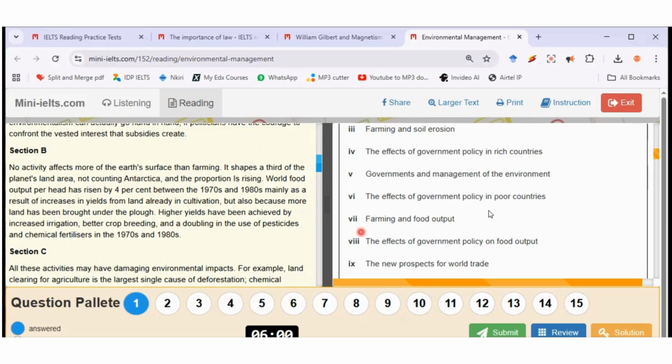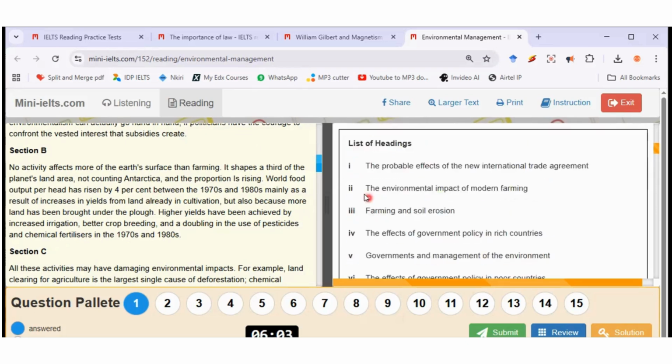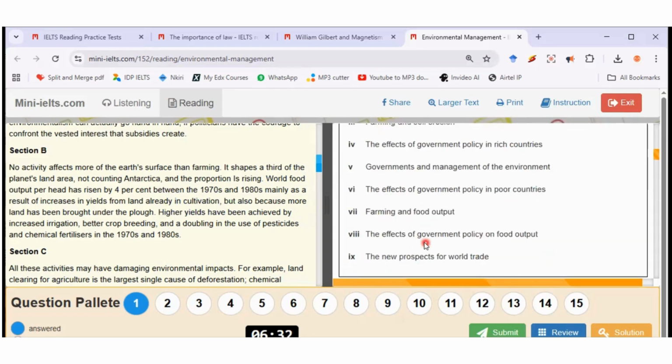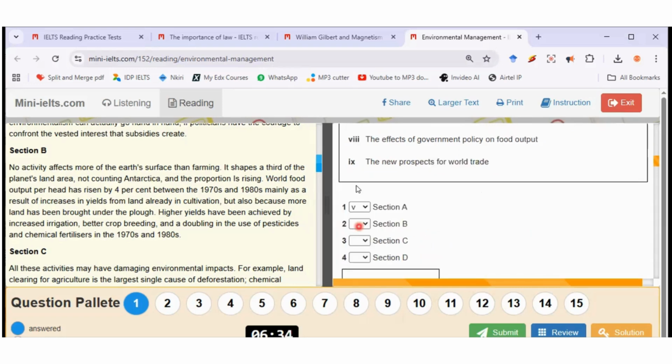Which one has to do with farming? Number 2, environmental impact of modern farming. They didn't talk about environmental impact here. They didn't really discuss the impact. This paragraph talks more about the word, look at food here. That's what you get from farming. Food. Higher yields. That's it talking about food. So environmental impact will not fit in. Soil erosion did not show up there. Food output, number 7. I'm going to go for number 7 for section B. Statement number 7.